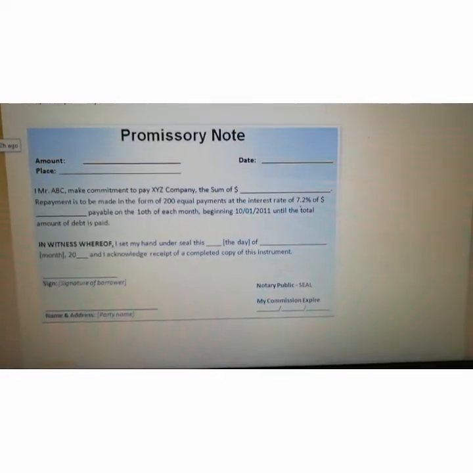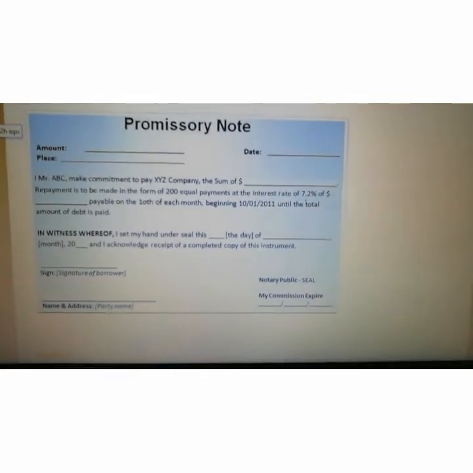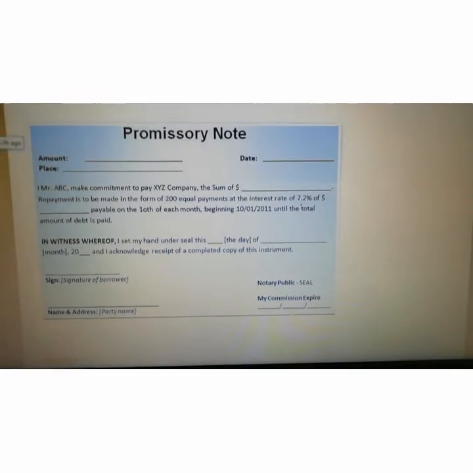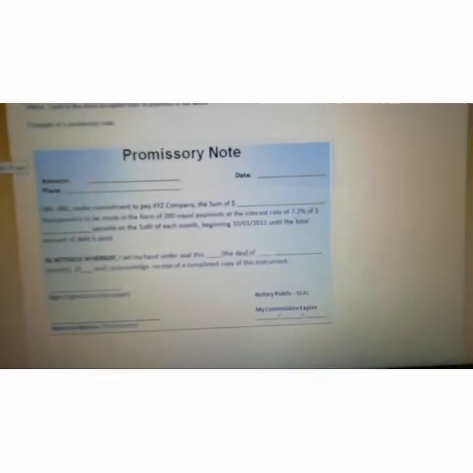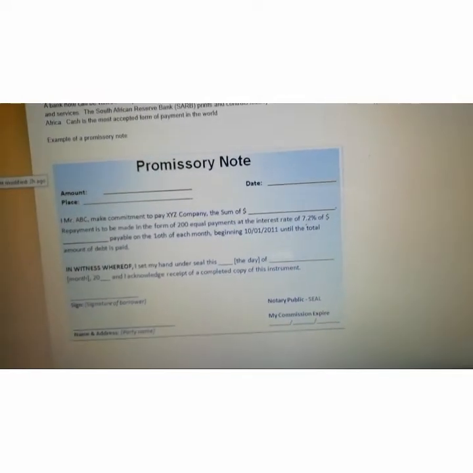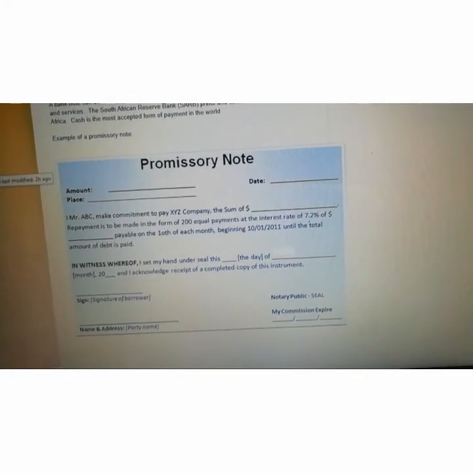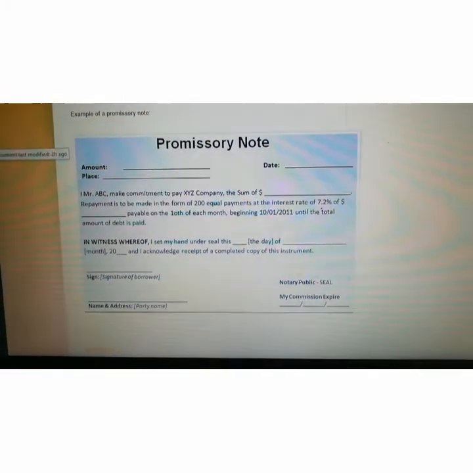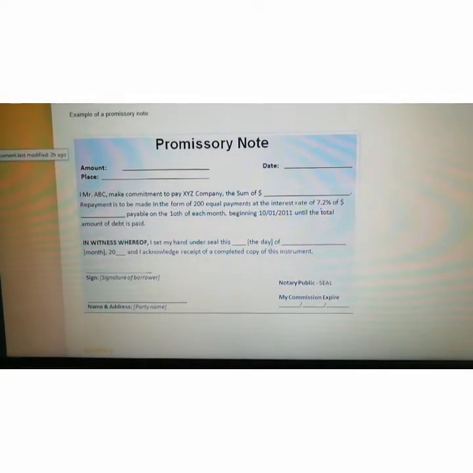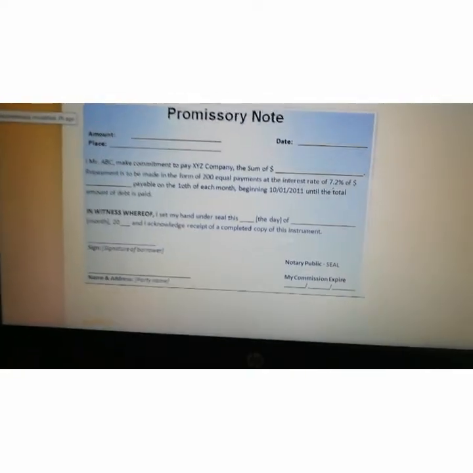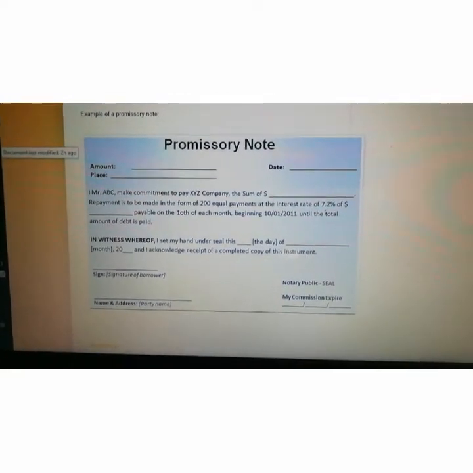There it has to be the signature of the person, the payer, and then it has to have the name and address, the party name and address. Excellent, right? So now we know what a promissory note looks like.